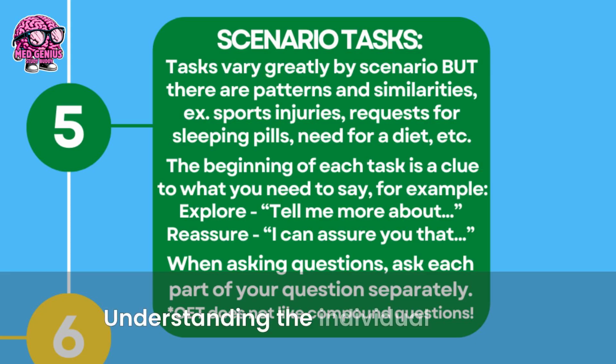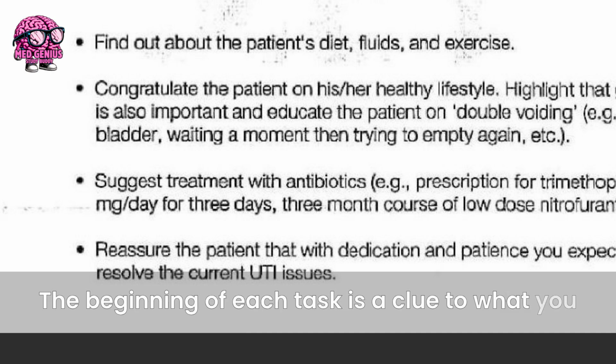Step 5. Individual tasks. Tasks vary greatly by scenario, but there are patterns and similarities. For example, sports injuries, requests for sleeping pills, need to change diet or stop smoking, etc. The beginning of each task is a clue to what you need to say. For example, explore: tell me more about. Explain: teach them about their disease or condition. Reassure: I can assure you that.